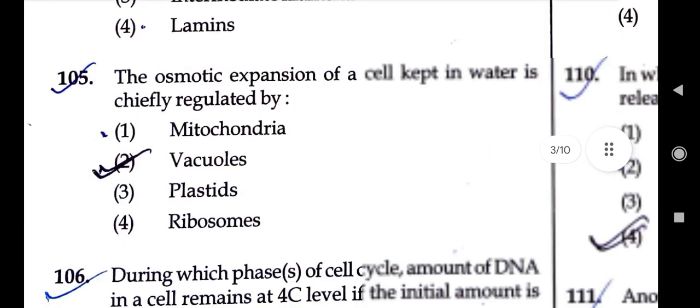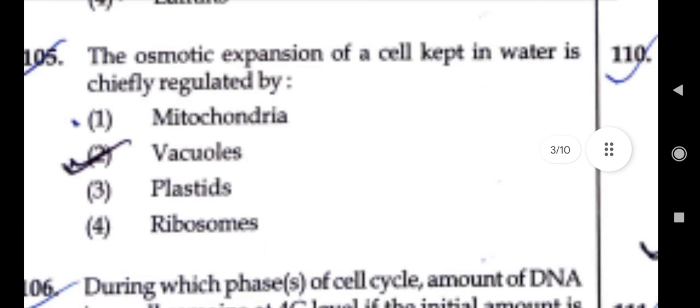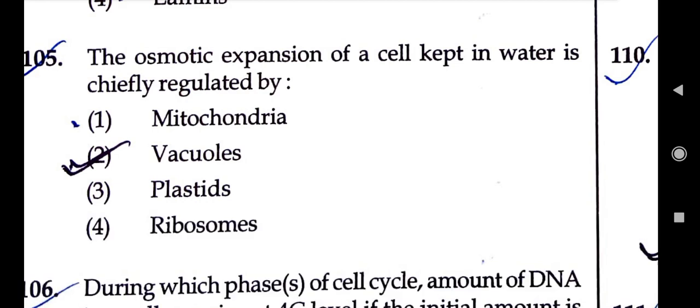See question number 105. The osmotic expansion of a cell kept in water is simply regulated by vacuoles, students. Option 2 is the correct option, that is vacuole. Option 1, mitochondria, is wrong. Option 3, plastid. Option 4, ribosomes. All these are wrong. Option 2 is the correct option, that is vacuoles.